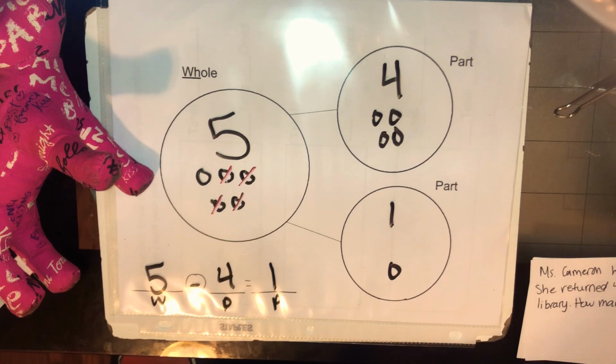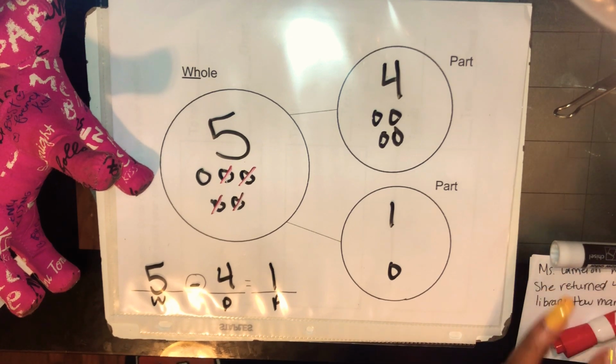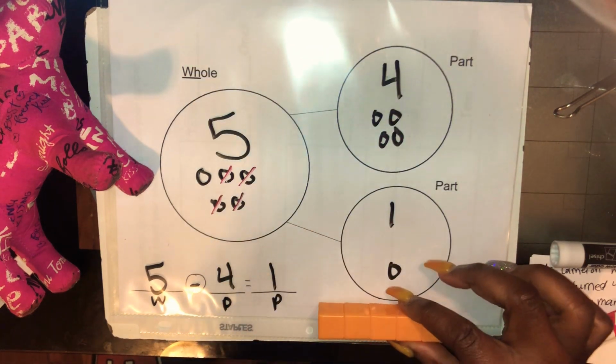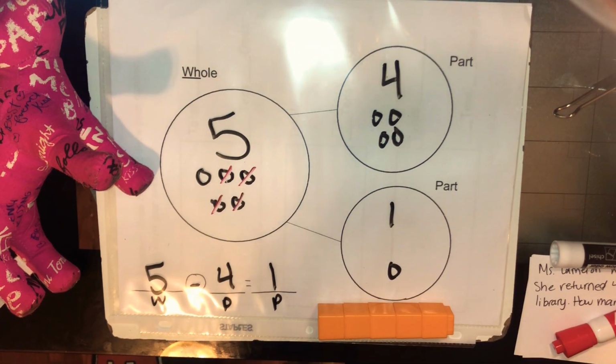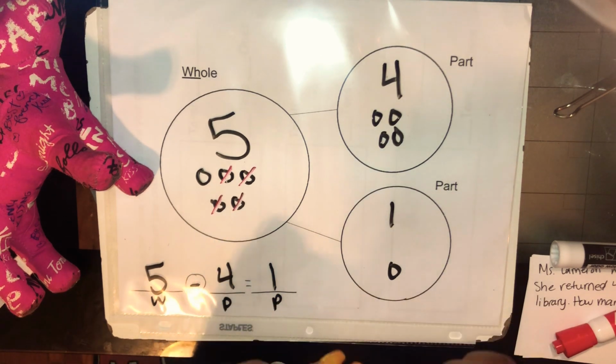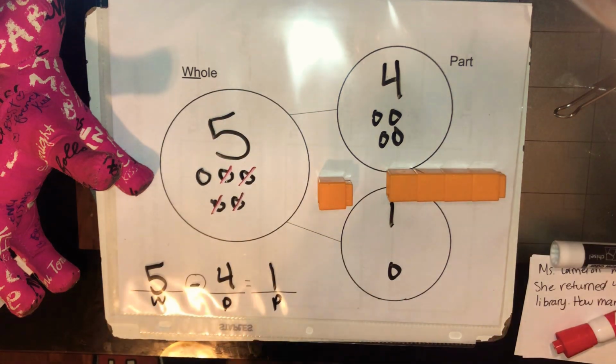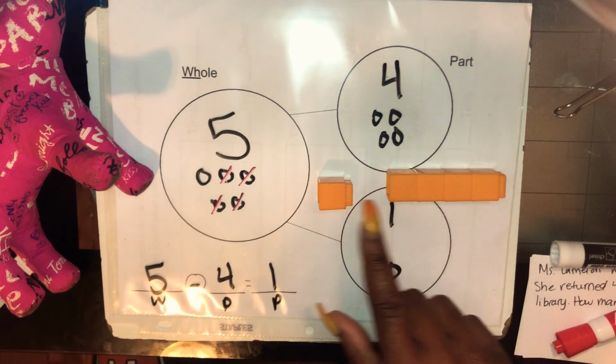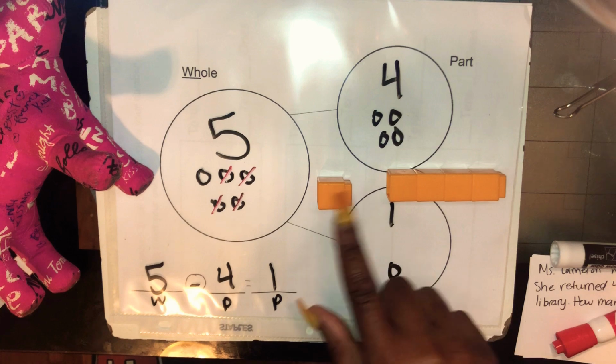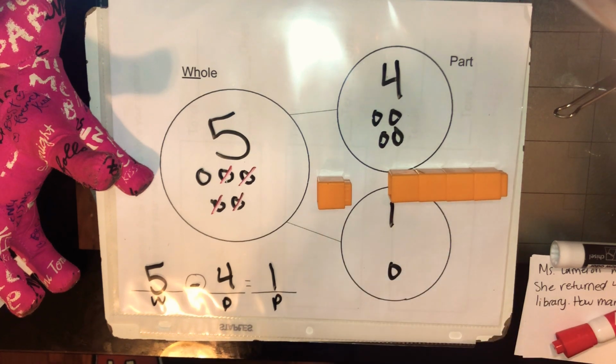Okay, now let's do it with my cubes, just in case you want to check it. Prove your answer with your cubes. So how many did I start with? I started with 5 cubes. And then I took away 4. 1, 2, 3, 4. 5 take away 4 equals 1. Right? 5 take away 4 equals 1.